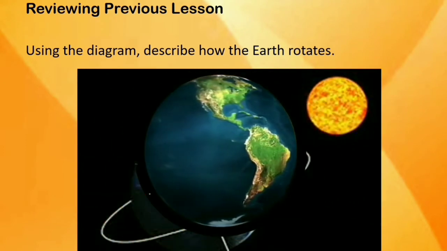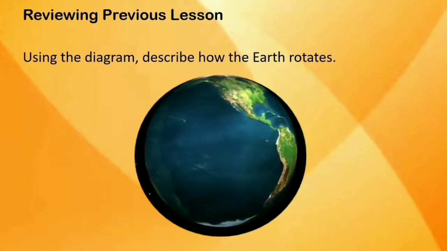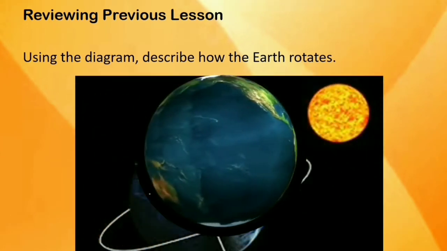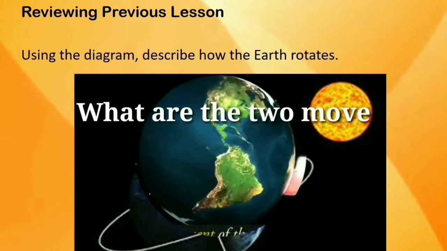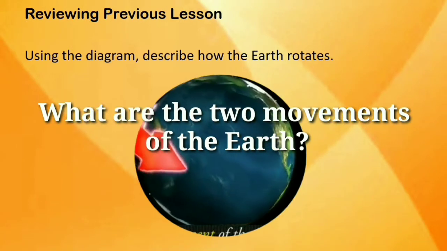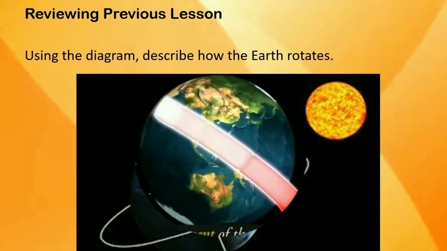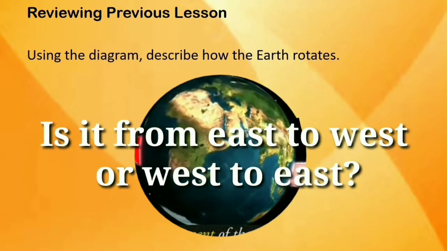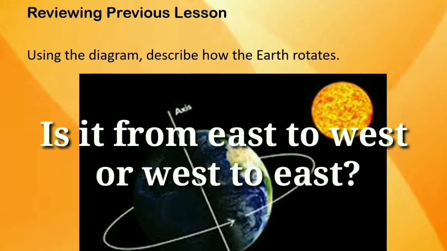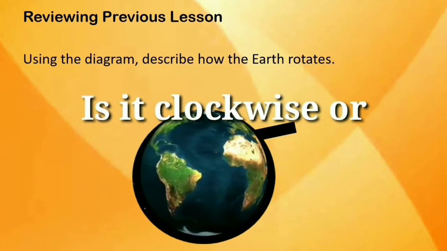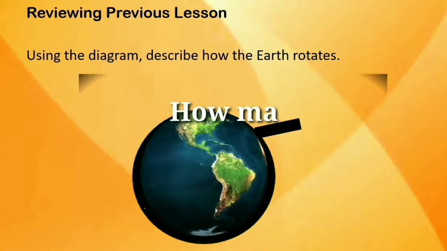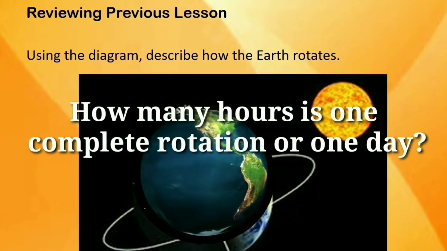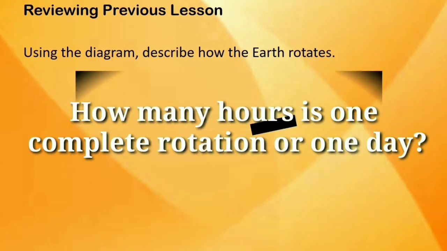Reviewing previous lesson. Using the diagram, describe how the Earth rotates. First question, what are the two movements of the Earth? Second, is it from east to west or west to east? Third, is it clockwise or counterclockwise? Fourth, how many hours is one complete rotation or one day? And here are the answers.